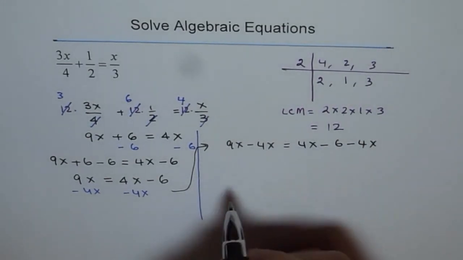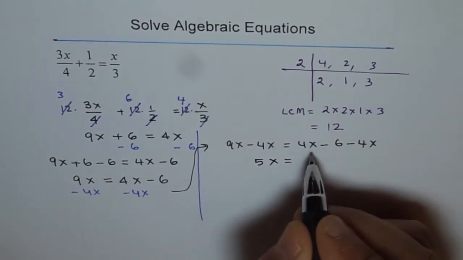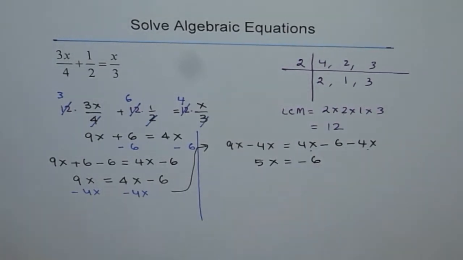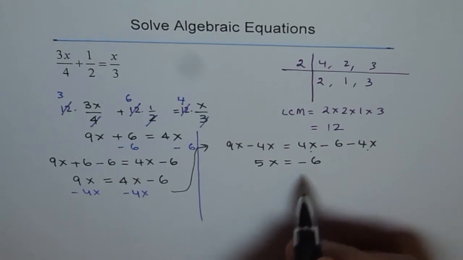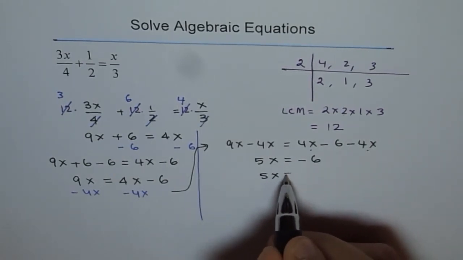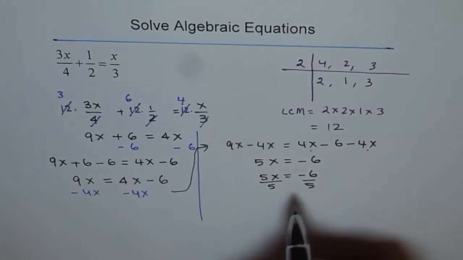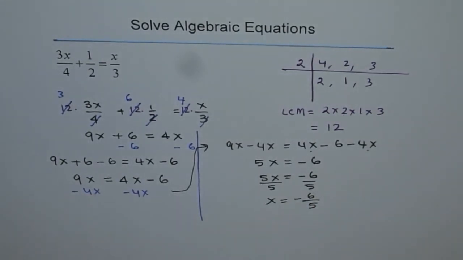So what is 9x minus 4x? It is 5x. We get 5x equals 4x minus 4x, which is 0. So we are left with minus 6. Now to find x, we need to divide by 5 on both sides. We'll rewrite 5x equals minus 6 and we'll divide both sides by 5. And so we get x equals minus 6 over 5. So that is our solution to the given equation, correct?